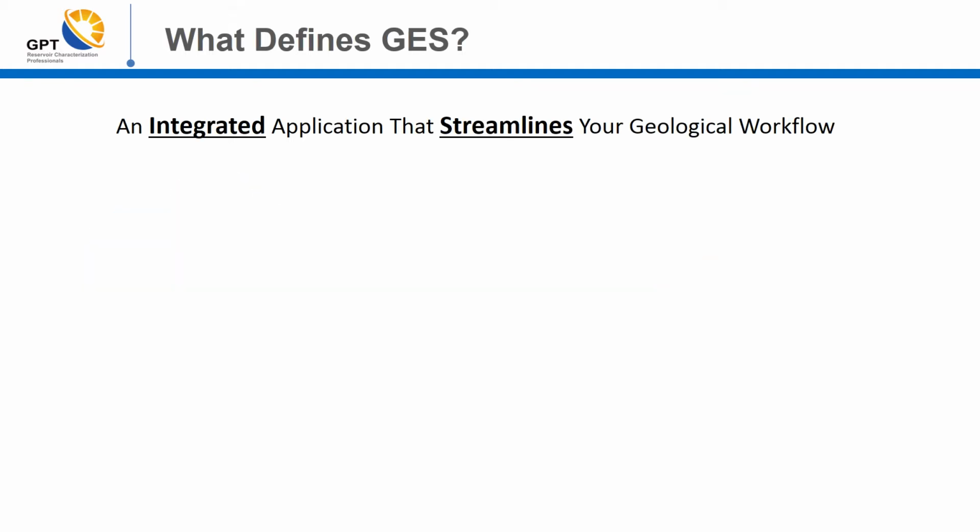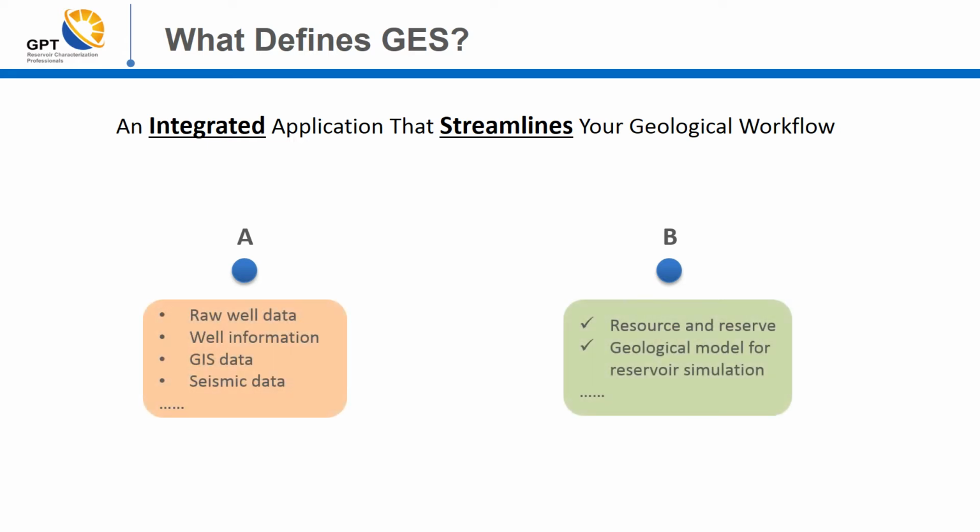GES is a software application which is designed to take you from point A to point B. In the geological evaluation world, A stands for your input. They are usually your raw well data, well information, GIS data, and sometimes seismic data. And B is your final outcome. It could be your resource and reserve calculation and geological model for reservoir simulation.